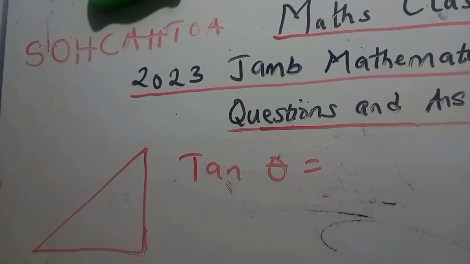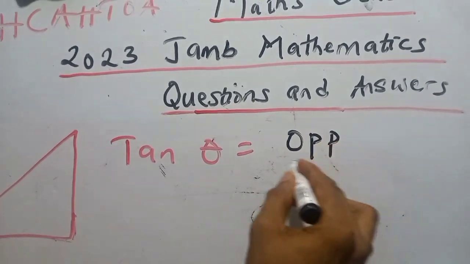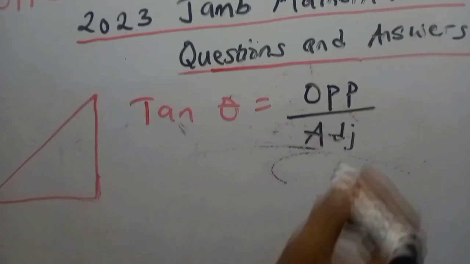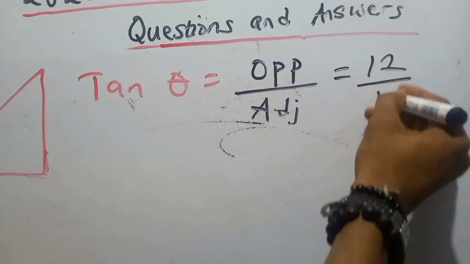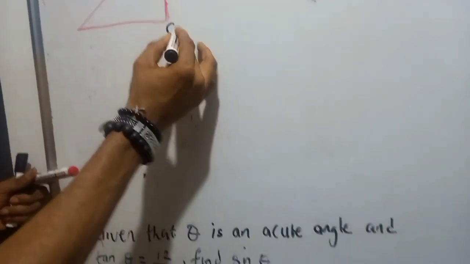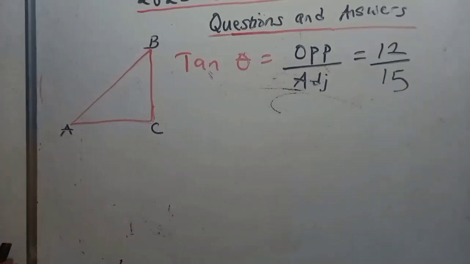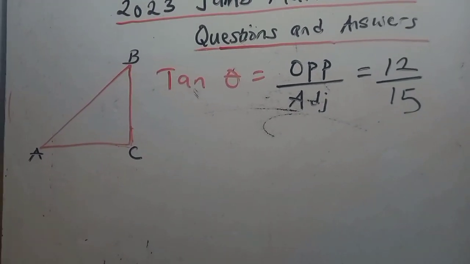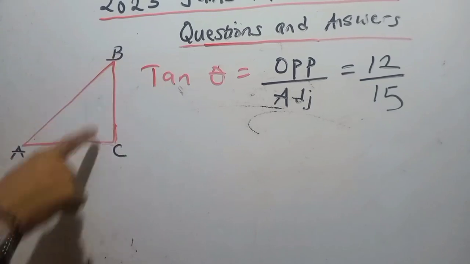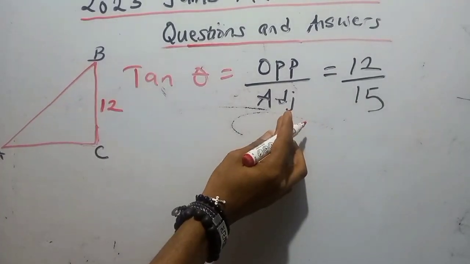So our tan theta is opposite over adjacent. So we have gotten our formula here: opposite over adjacent, which means 12 over 15. Let's look at the value. Here's our C, here's our A, and here's our B. Don't forget, in our previous video that's what we did. Now, C is facing the hypotenuse. Our A is facing the opposite, and our B is facing the adjacent. Being that our opposite is 12, our adjacent is 15.